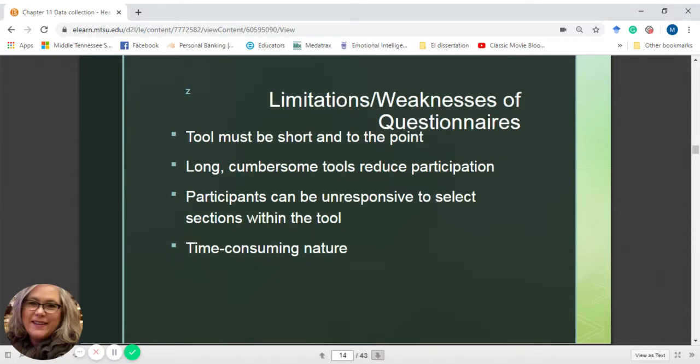There are some weaknesses or limitations to using questionnaires. They have to be short or participants won't complete them. If we tell them that it's long and they know ahead of time, we might have better participation. And it's a self-reporting type tool, and we want them to complete it, but it can take time.